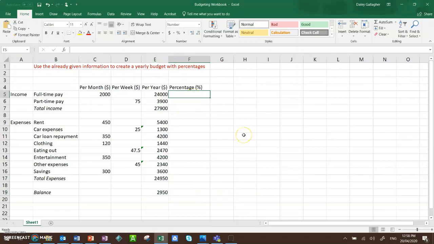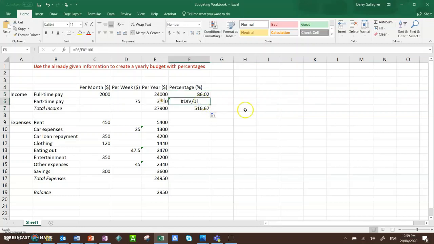Now let's just work out our percentages. So we can work out how much of their income is made up by the full-time pay. So I express it as a fraction, so 24,000 divided by 27,900, and I'm pressing on the cells rather than typing those numbers in, and then I times by 100. Now this formula here, I actually can drag down to do the rest of the calculations for me, because all of them will be the same. It'll be the number in the per year column divided by the number at the total, okay?